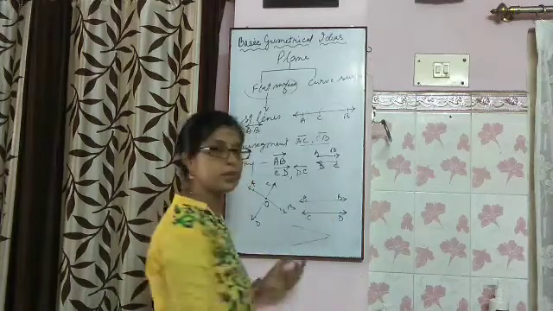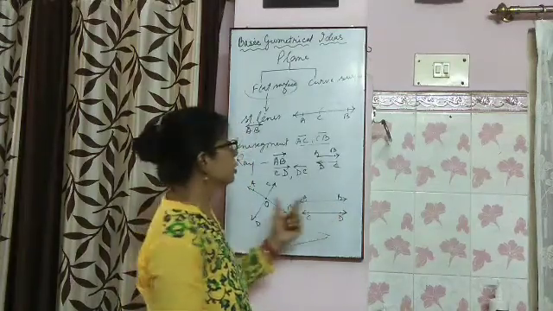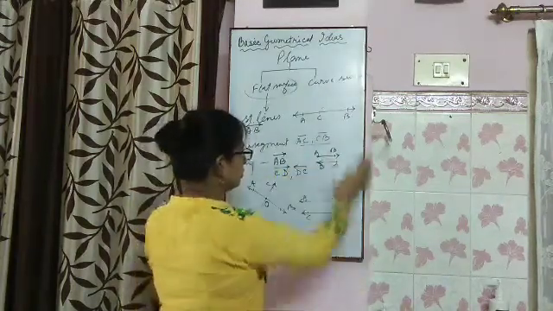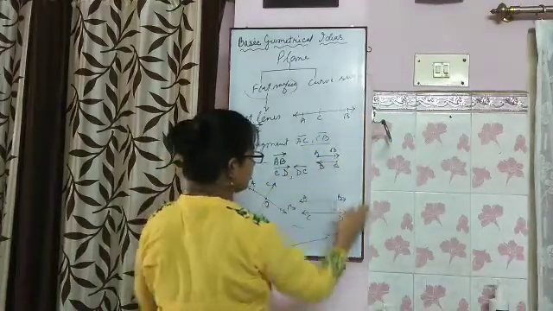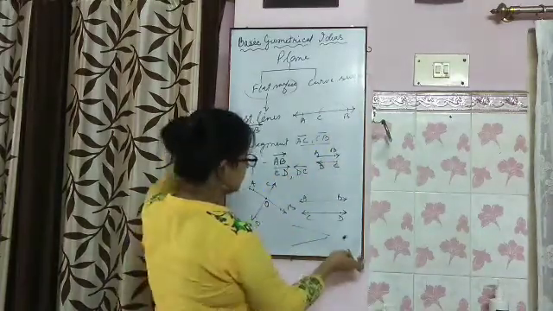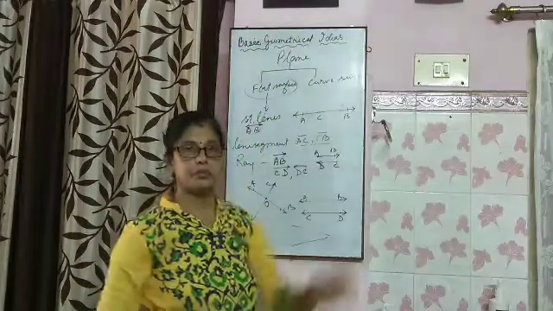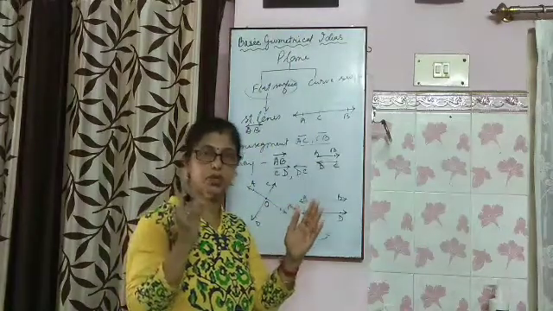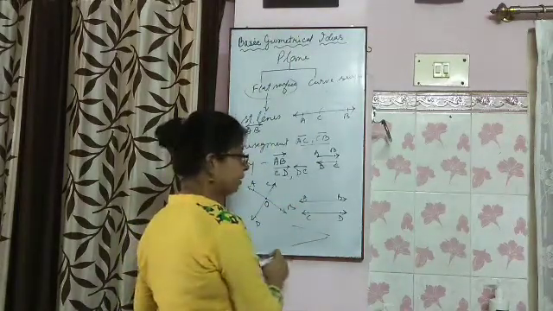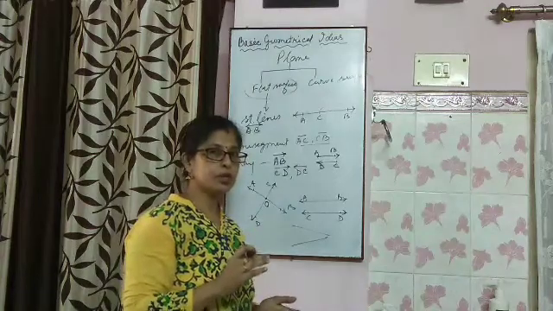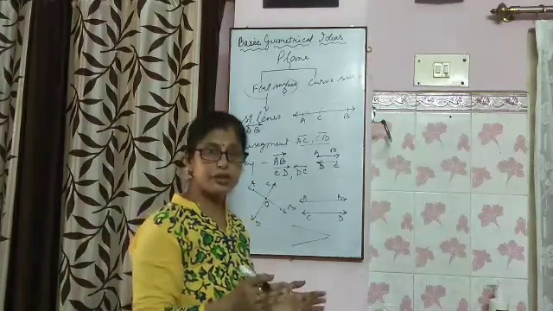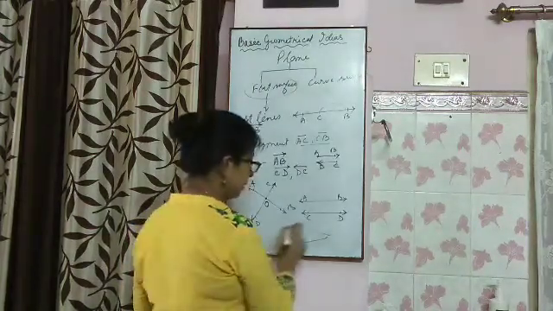can you give some example of that? Yes, the two edges of the board, opposite edges of the board, these two are parallel. Opposite edges of a book, those two are parallel. And the most important is that one, the railway track is always parallel.